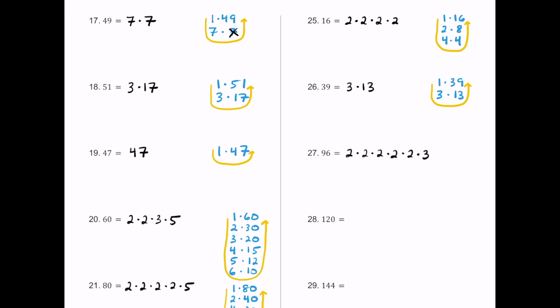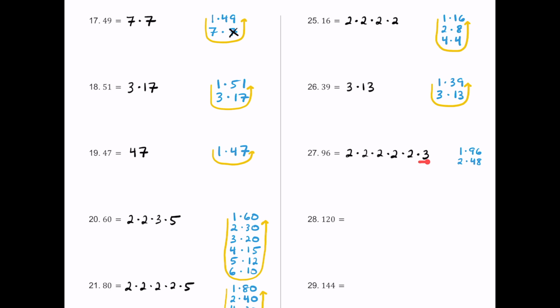So I think that 96 is probably going to have a lot of factors here based on its prime factorization. We do have 1 and 96 to start. I do see a 2 and then the rest of these. So 2 times 2 is 4, times 2 is 8, times 2 is 16, times 3 is 48. So 2 times 48 is equal to 96.